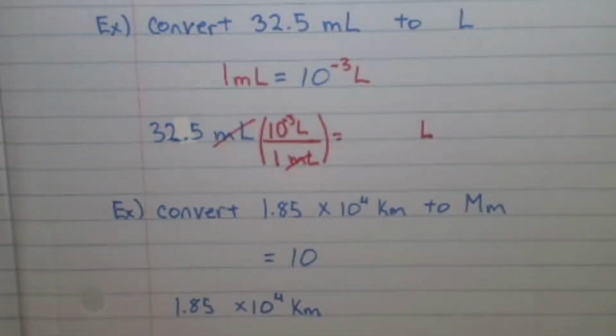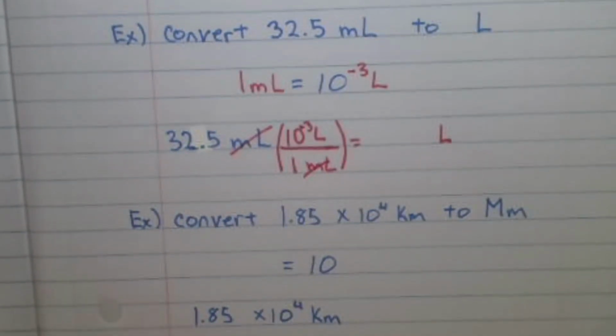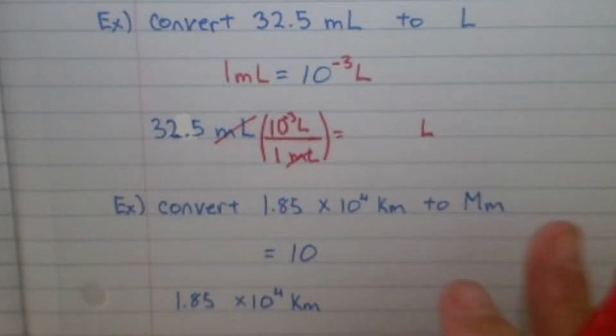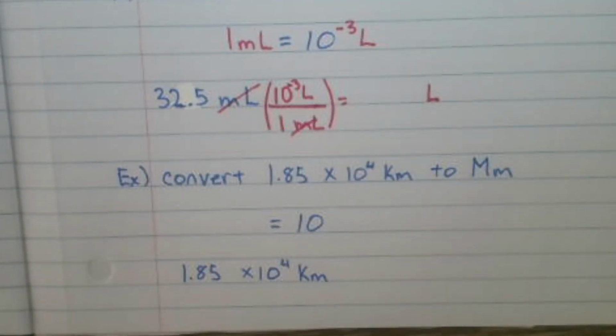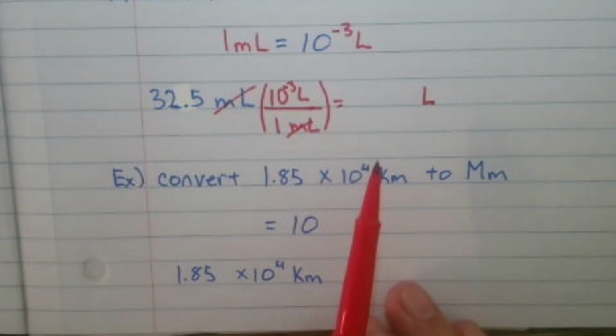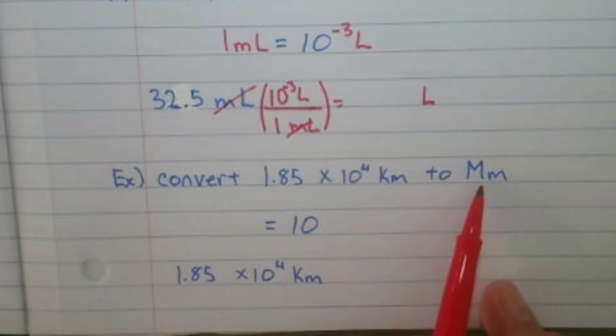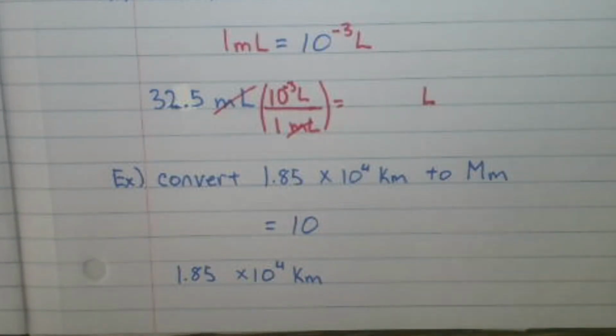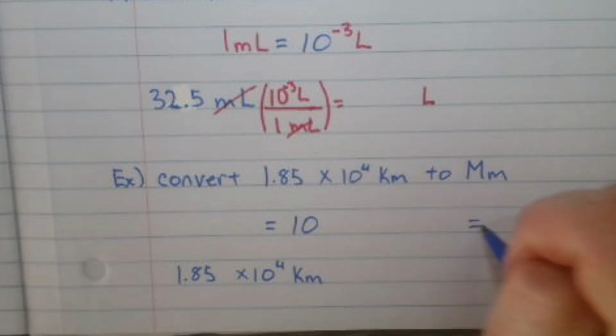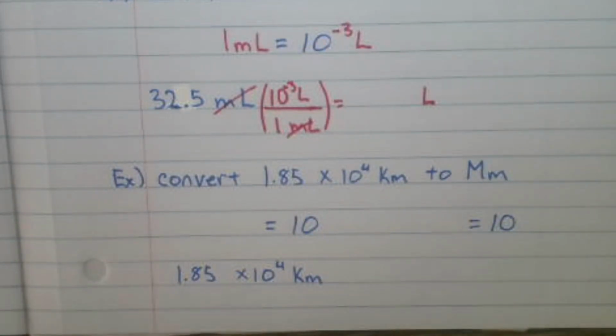One more example. We're going from kilometers to megameters. Now here's the thing. Notice how neither one of these units is a base unit. They're both prefixed. That means we have two conversion factors.